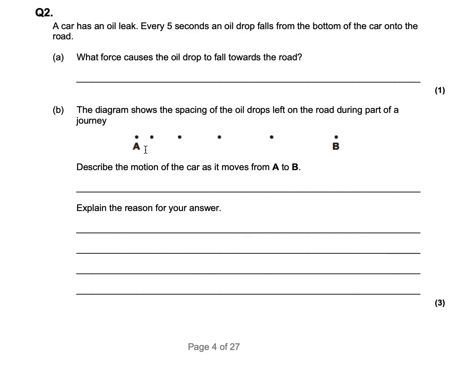Explain the reason. You're going to get 1 mark for saying the distance between the drops increases, and your second mark is for saying that there's the same time between the drops, or even just highlighting the fact the drops fall every 5 seconds. You could say the drops fall at the same rate instead.